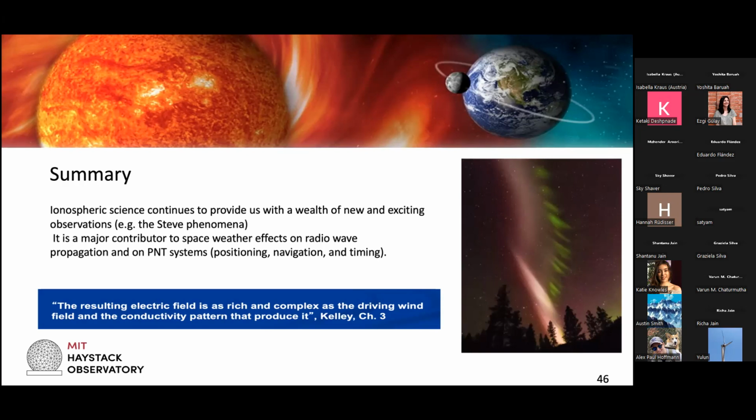The ionosphere is a major contributor to space weather effects on radio wave propagation and on PNT system positioning, navigation, and timing. We need to be able to predict what's happening. And again, I'm going to leave you with the Kelly statement. The resulting electric field is as rich and complex as the driving wind field and the conductivity pattern that produce it.